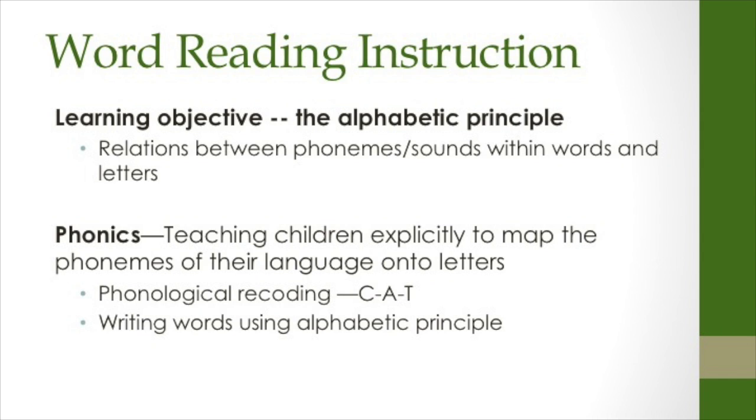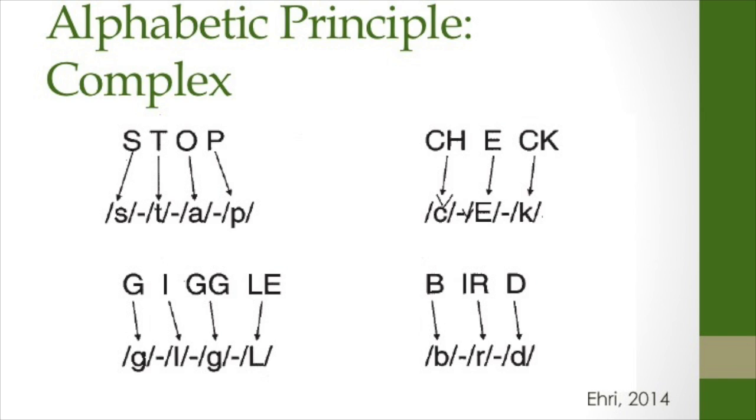Now, we've been talking about a pretty simple alphabetic principle, but in fact, the alphabetic principle can get more and more complex. So if you look on the next page, you can see that letters get chunked into their phonemes, and that children have to learn that stop has 4 phonemes, check has 3, and that CH makes ch, CK makes k, giggle, obviously, G and GG make the same sound, bird, IR makes er. So all of these different things are clearly complex and take a long time to develop.